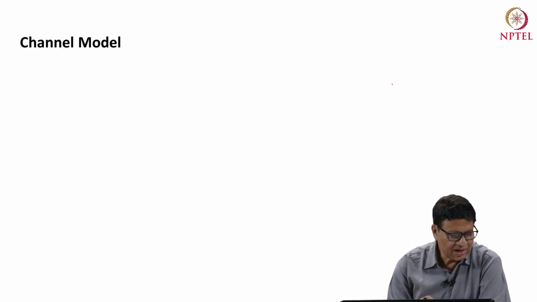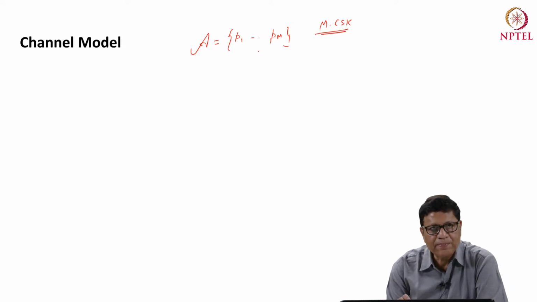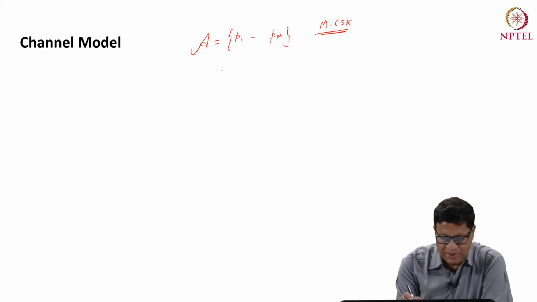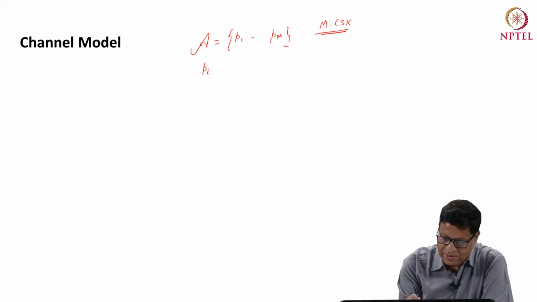Now let us understand the channel model. So for the channel model, we have a set represented by P1 to PM, and this is for say M-CSK. So these are the constellation points from P1 to PM, and each Pi is represented by a set of colors. Each Pi, which is actually a vector, is represented by some red color, some green color, some blue color.